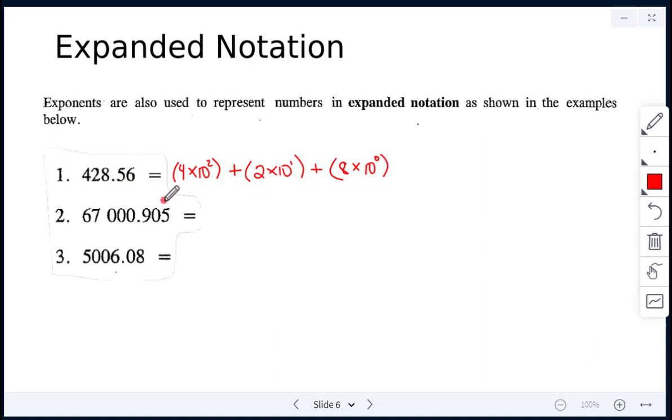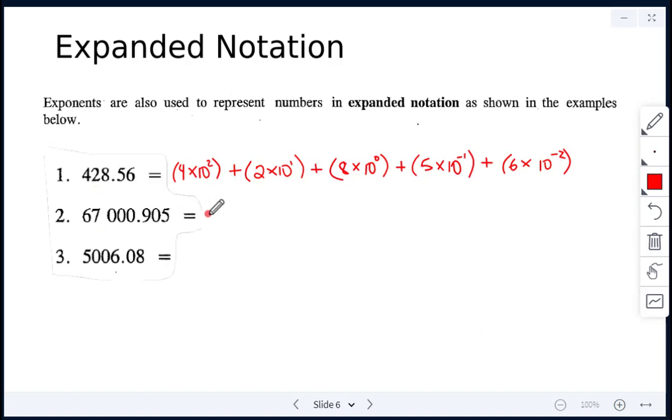We have 5 in the tenths place. So that becomes 5 times 10 to the power of negative 1. And then we have 6 in the hundredths place. So that becomes 6 times 10 to the power of negative 2. All right, so that is how we would write numbers in expanded notation using exponents.